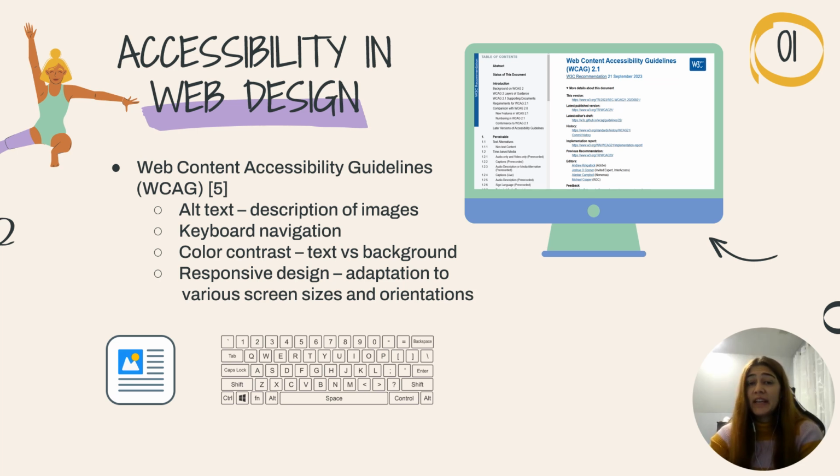Focus indicators like visible outlines on active elements are integral for this. Sufficient color contrast between text and background is critical for users with low vision or color blindness. And there are tools that check contrast between the text and the background that can help designers ensure readability. Another key component to web accessibility is responsive design, and this is just saying that websites should adapt seamlessly to different screen sizes and orientations.